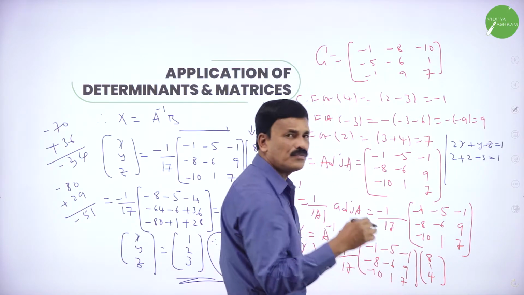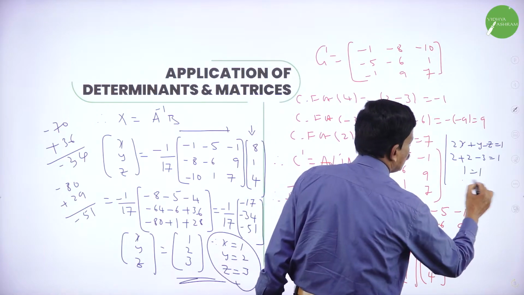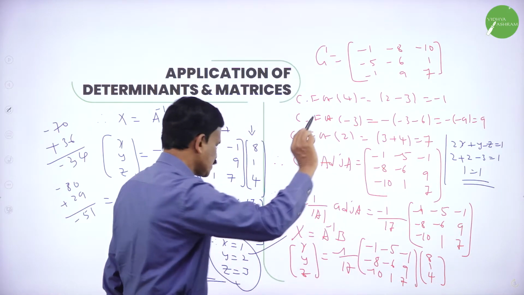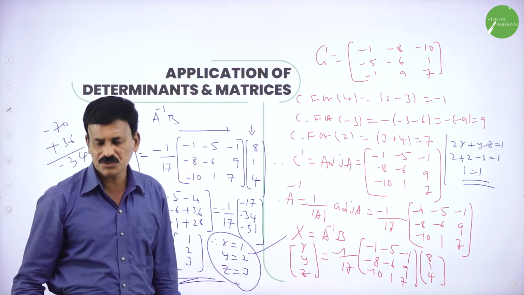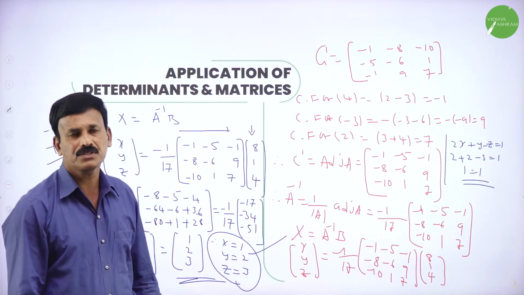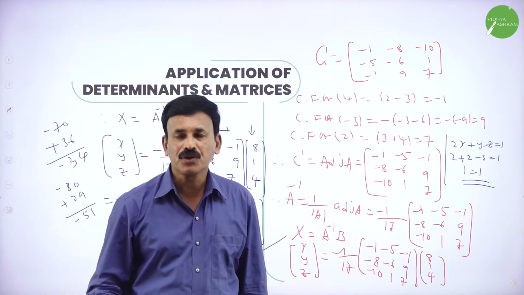2 plus 2, 4. 4 minus 3 is 1. 1 is equal to 1. So therefore the answer is correct. x is equal to 1, y is equal to 2, z is equal to 3 is the correct answer. Right, so hope you followed this problem.